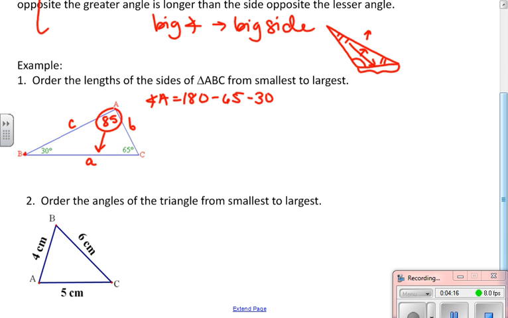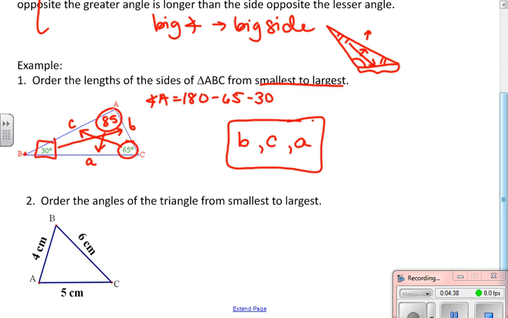So smallest to largest. So A is the largest. We'll put that one at the end. 65 is in the middle with C. And our littlest one is 30. So littlest, 30, is opposite B, then 65 and C, and then A and 85. So this is least to greatest for the sides.